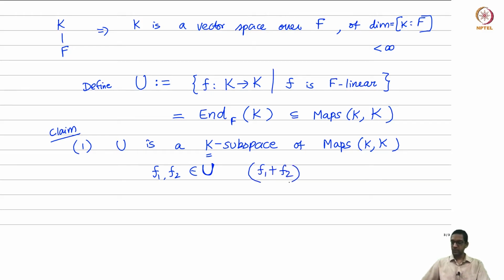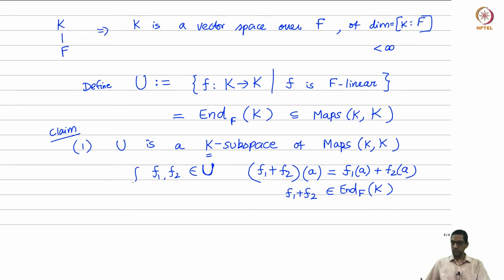I take f1 plus f2 and ask, what's the value at a? It's just f1(a) plus f2(a). And of course we know that the sum of two linear transformations is automatically a linear transformation. That's the definition, and one can easily check that f1 plus f2 is F-linear, again a linear operator. So this is the easy part.